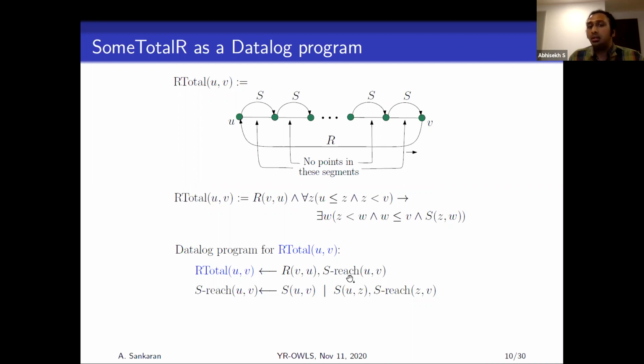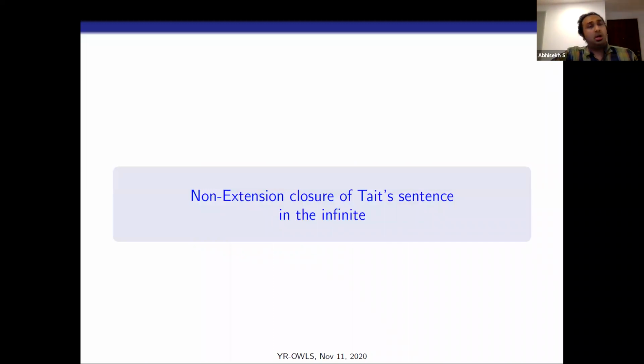That means V can be reached from U using the S edges. So either it is the case that U and V are already adjacent via the S relation, or it is the case that from U you can go via the S relation to a point Z, and from Z, V is reachable. So that's the natural Datalog definition here, and that indeed expresses R total UV exactly. And that gives you the Datalog program. So this shows the extension closure of sum total R in the finite.